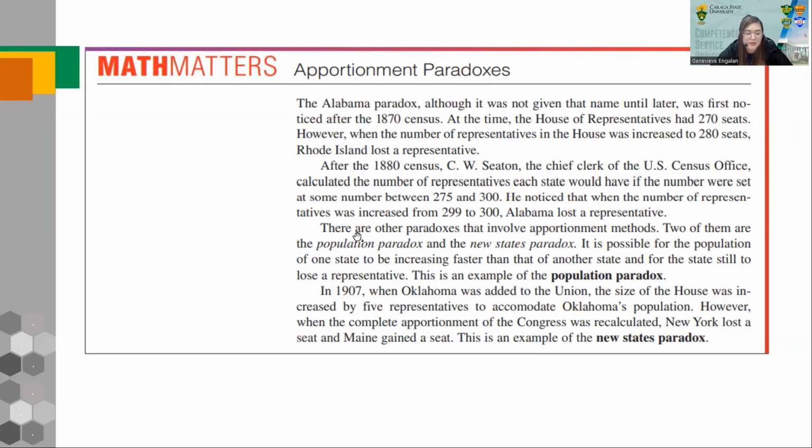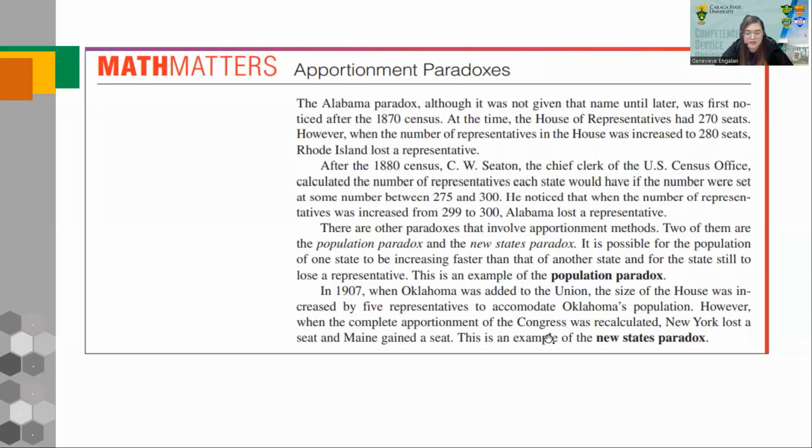There are other paradoxes that involve apportionment methods. Two of them are the population paradox and the new state paradox. It is possible for the population of one state to be increasing faster than another state, and for that state still to lose a representative. This is an example of the population paradox.